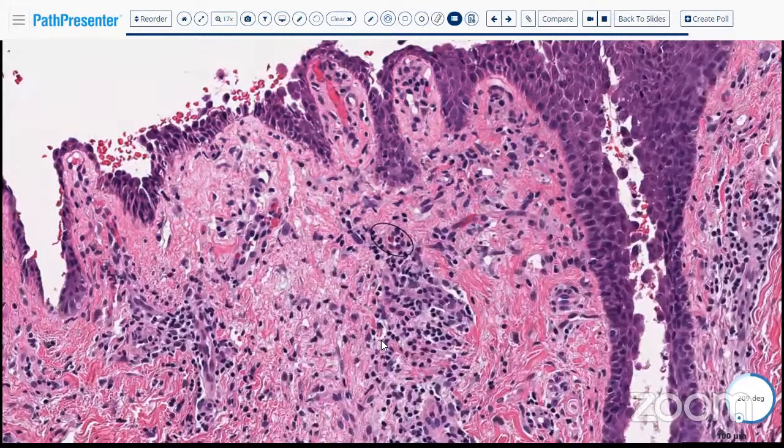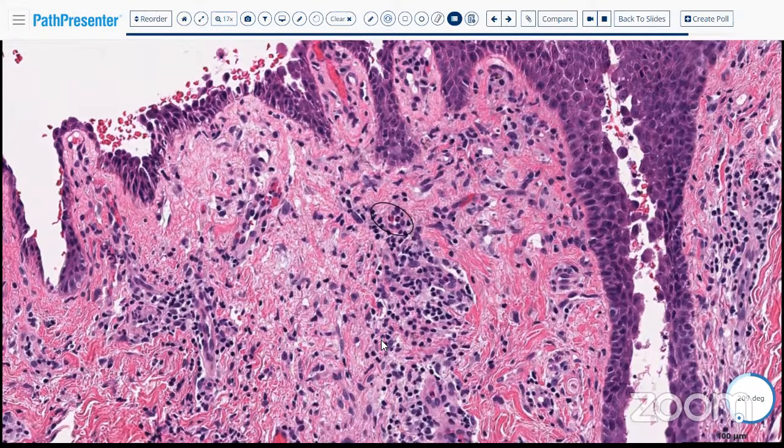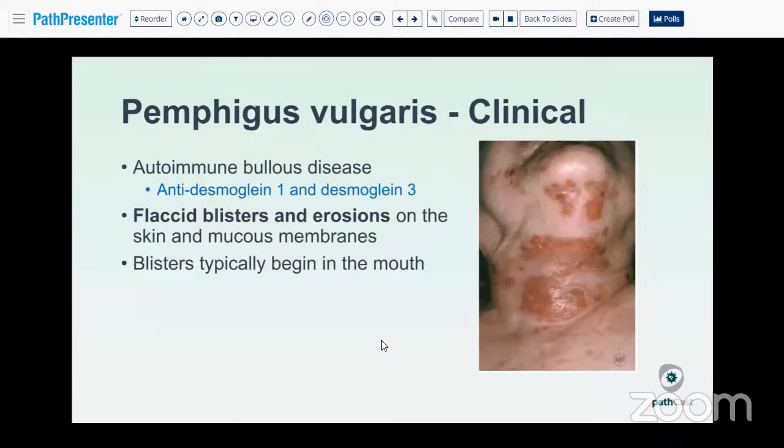Also, another question we ask ourselves with vesiculobullous disorders is, is there inflammation? And if so, what is it? So we see that this inflammatory infiltrate has some eosinophils. So this is a nice example of pemphigus vulgaris.